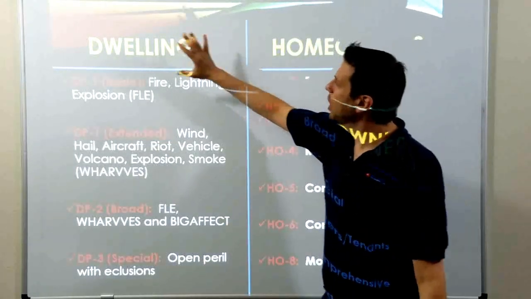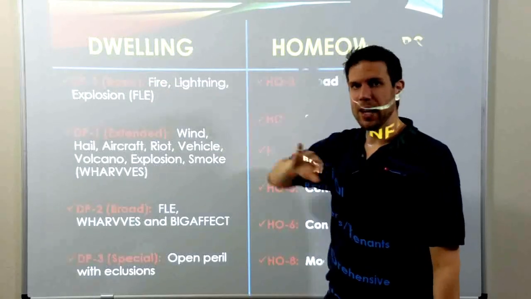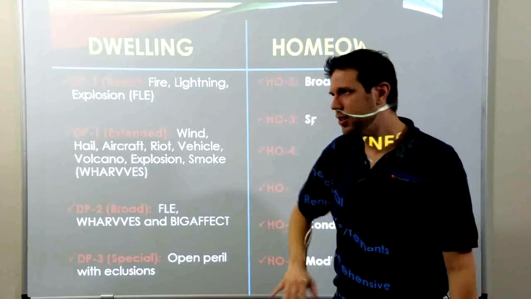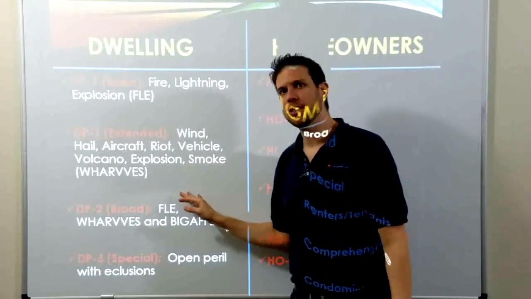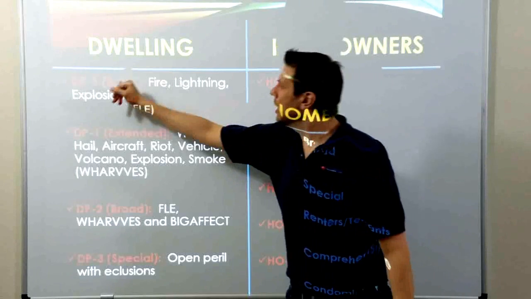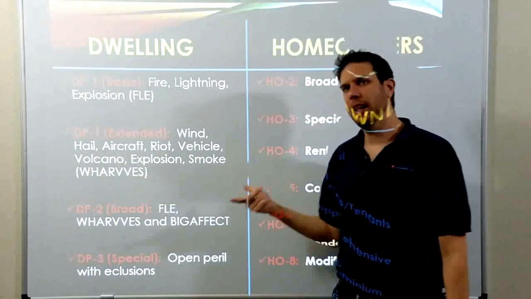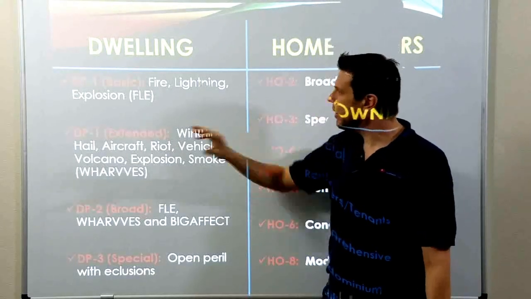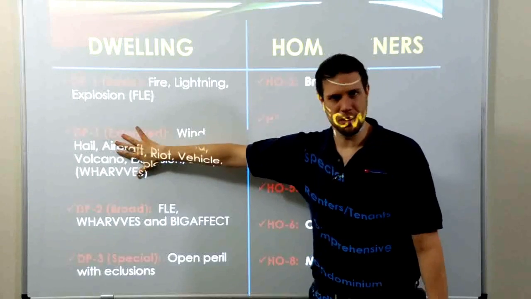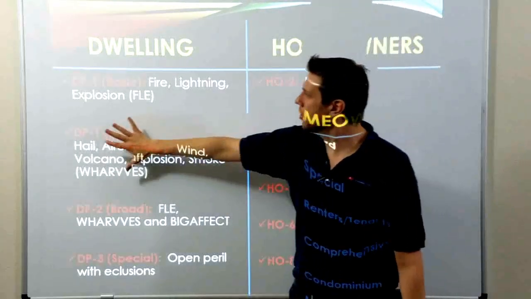So DP1 basic, cheap insurance, probably costs like $200 a year. If you don't want the worst insurance, you can endorse it up to the DP1 extended perils. It will cover FLE, fire, lightning, explosion, and WARVs: wind, hail, aircraft, riot, vehicle, volcano, explosion, smoke. That policy probably costs like $300 a year because you have to pay extra for your structure, your house, to be covered underneath those perils.